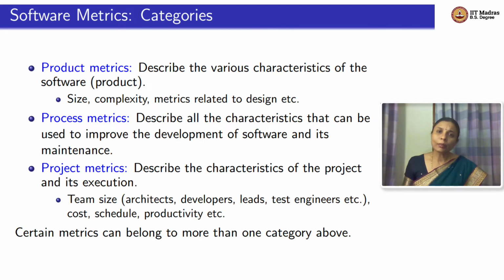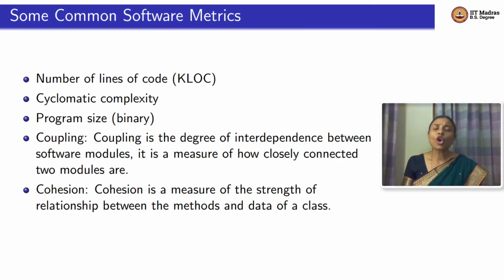If I take a specific metric, it can belong to more than one category. These are not mutually exclusive. Some common software metrics, I'm just listing them, not really defining them because you should have seen them in the software engineering course. The most common software metric is how long the software is in terms of lines of code.